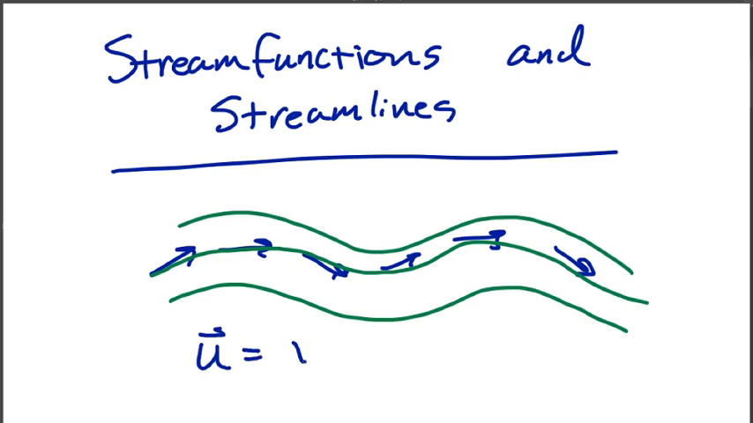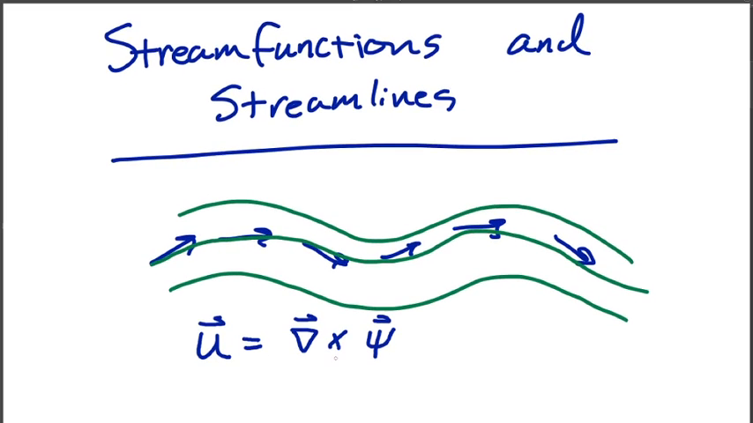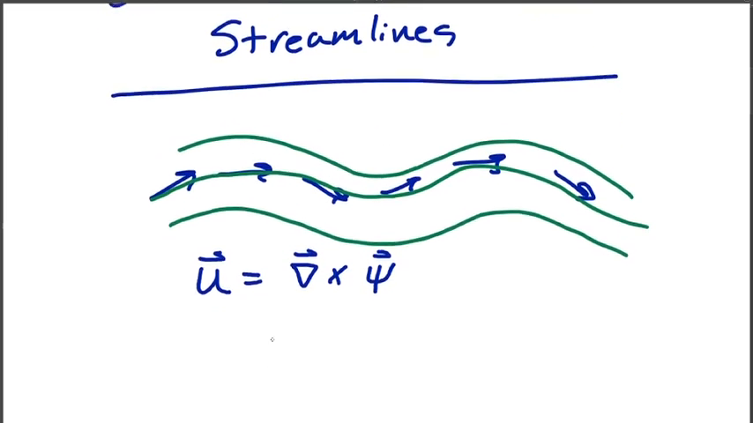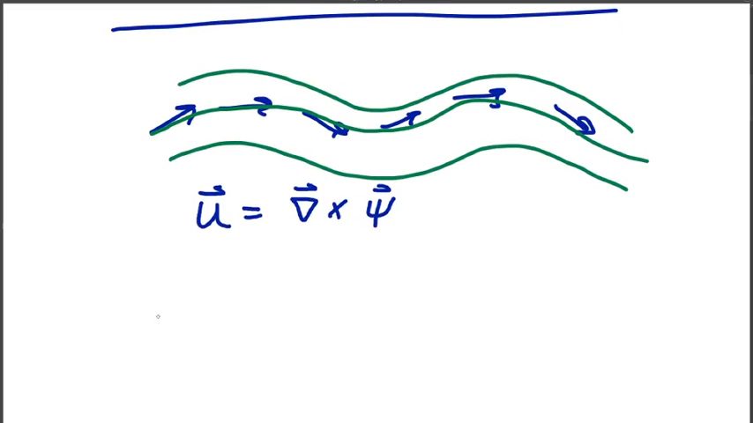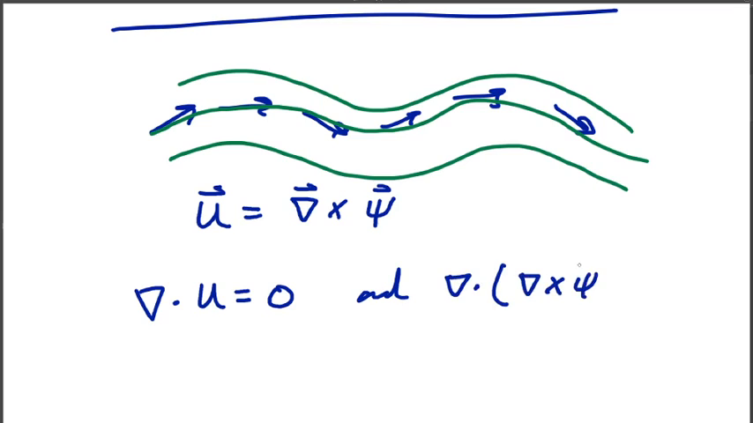is equal to the curl of a stream function. Now we can say this for any flow. This is a decomposition that's valid and may or may not be useful. But for incompressible flow, it's a particularly useful one because we have that the divergence of u equals 0 for incompressible flow, and we know that the divergence of any curl will be 0. And this is true for all choices of the vector stream function psi.